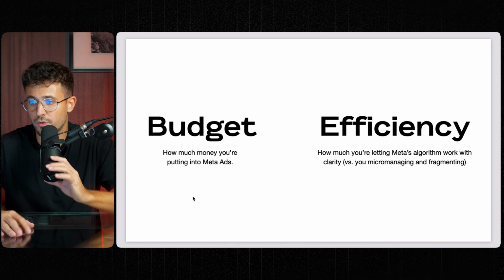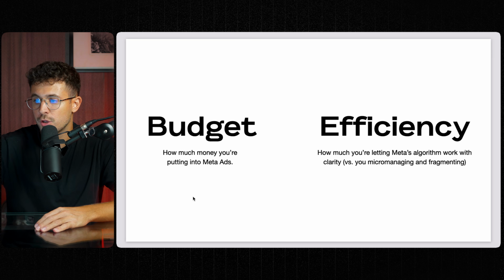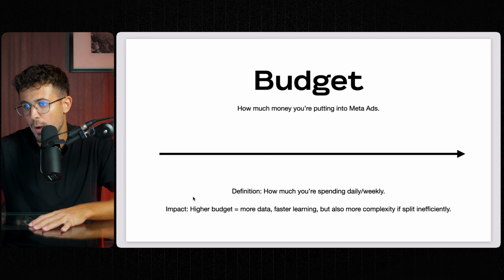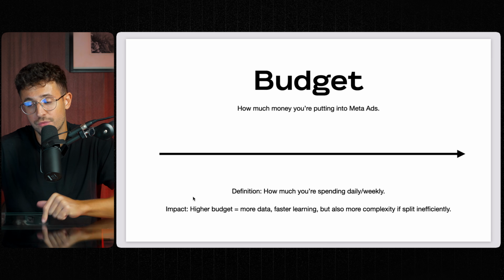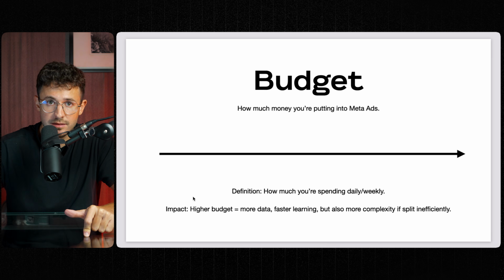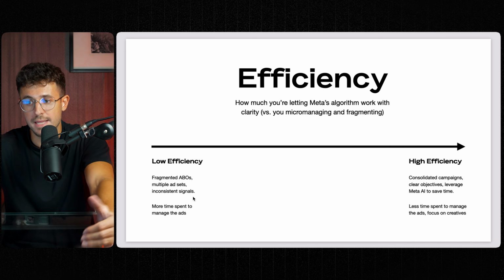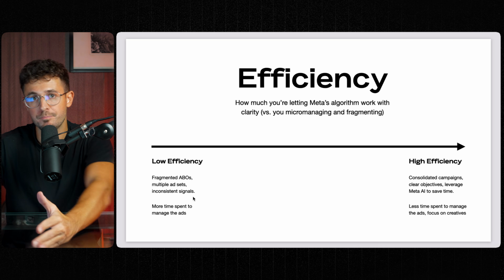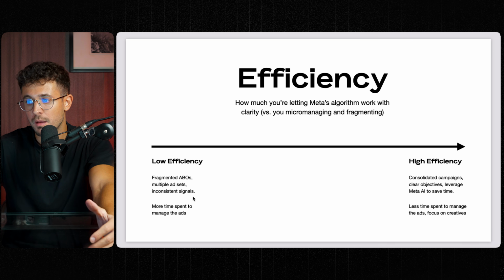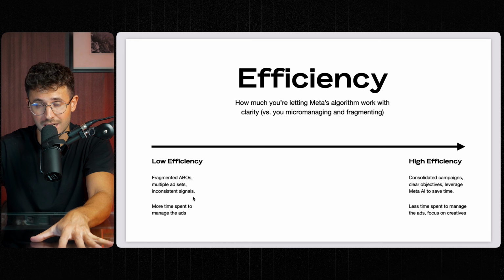There are two things I mentioned before, budget and efficiency. Budget is how much money you're putting into Meta, of course, and efficiency is how much you're letting the Meta algorithm work with clarity. Now, the budget impact is, the higher the budget, the more data you have, the faster the learning, but more complexity. Efficiency: low efficiency means fragmented ad sets, campaigns, multiple ads, inconsistent signals, and more time spent to manage ads. High efficiency means consolidated campaigns, much clearer objectives, leveraging Meta AI to save time, less time spent managing the ads, and more focus on the creatives and on the strategy.